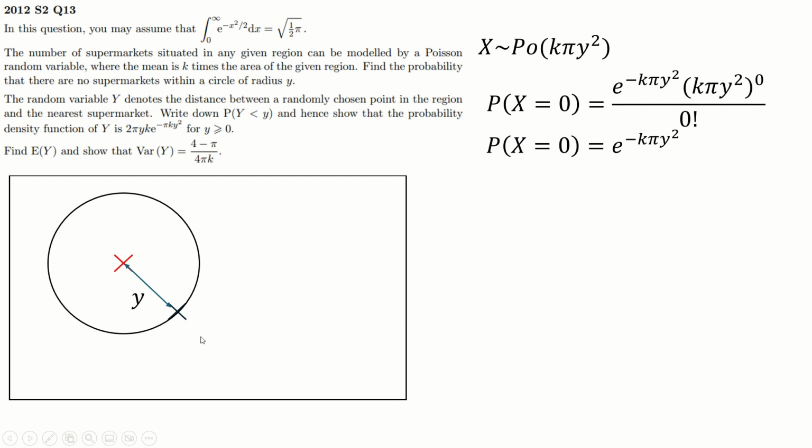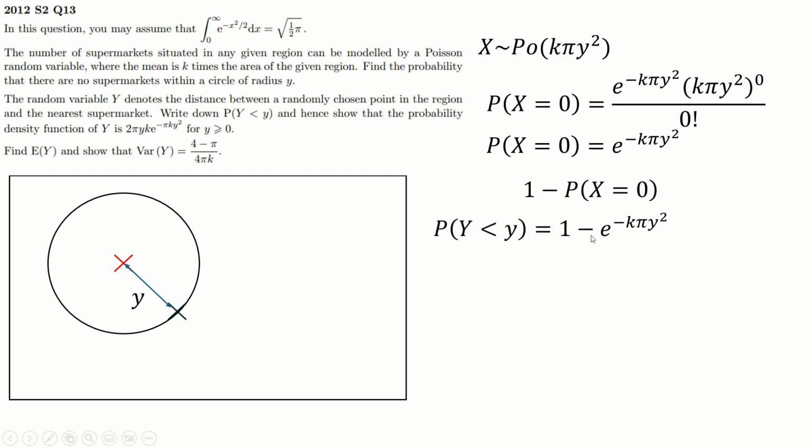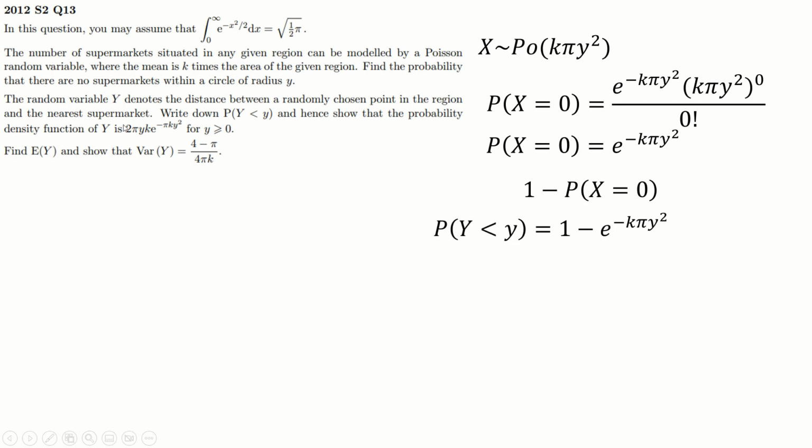And what's the probability of having a supermarket within this circle? Well, it's 1 minus the probability of not having a supermarket in that circle, which we worked out in the first part here. So we're just going to do 1 minus this, and we'll have our answer to that bit. Good. Hence, show the probability density function is this.